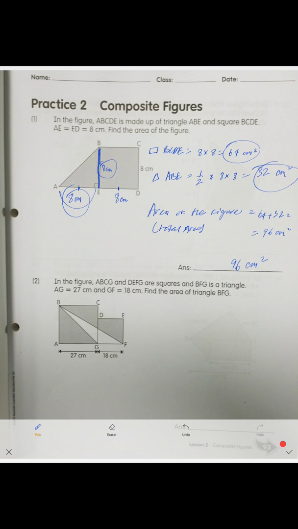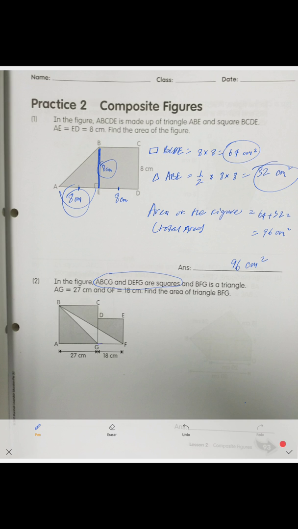Okay, now next problem. Here is your figure. And interesting, look at this, it's composed of two squares. They tell you that ABCG is a square and DEFG are squares. So these two are squares. Okay, BFG, this white one, is a triangle.